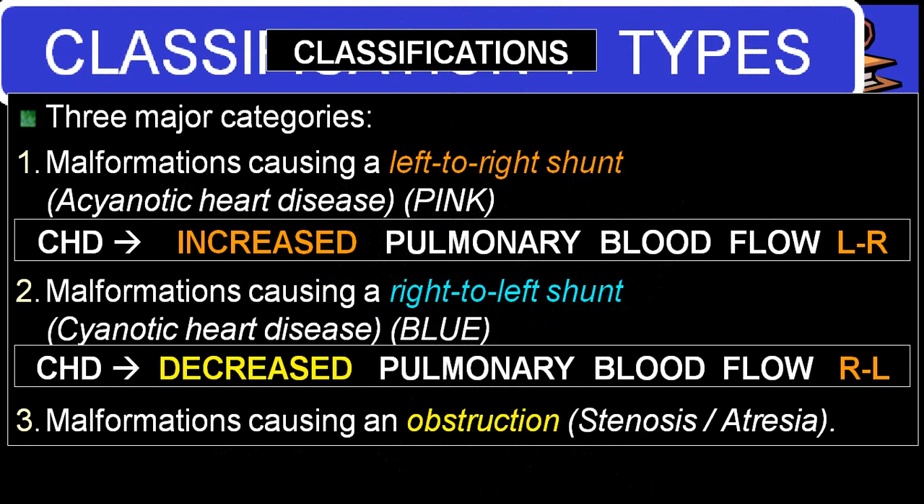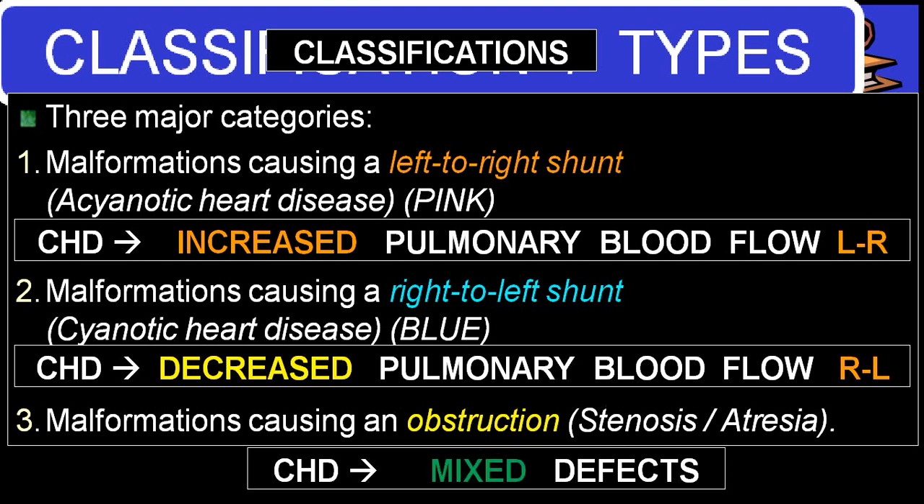So in case of a left to right shunt, there is an increased pulmonary blood flow, while in case of a right to left shunt, usually there is a decreased pulmonary blood flow, and you can have a cyanotic heart disease which can have a mixed blood flow. So these are the different terms which are being utilized: congenital heart disease with mixed defects.